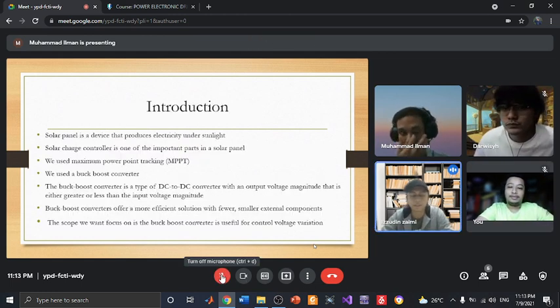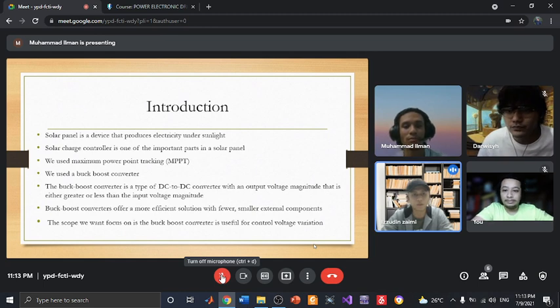Okay, my name is Ahmad Izzuddin Bezaimi, TF1004. I will present about introduction. Okay, first, solar panel is a device that produces electricity under sunlight. It is one of the alternatives to renewable energy that has been used.